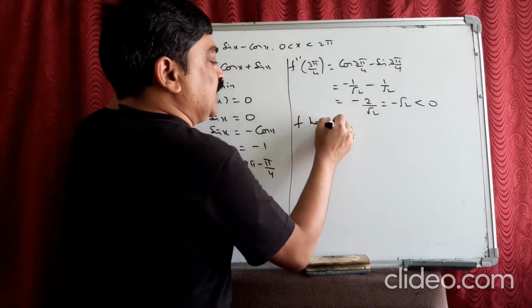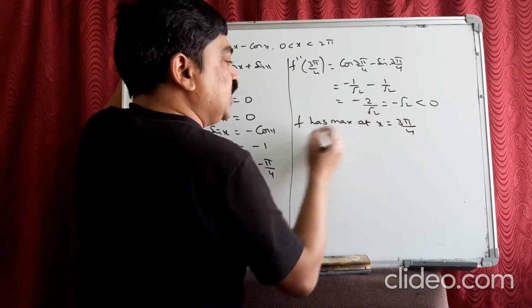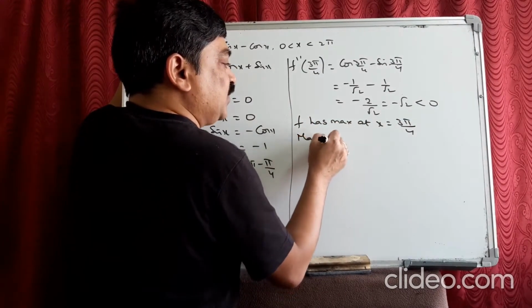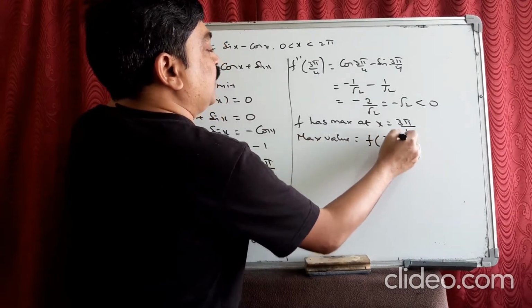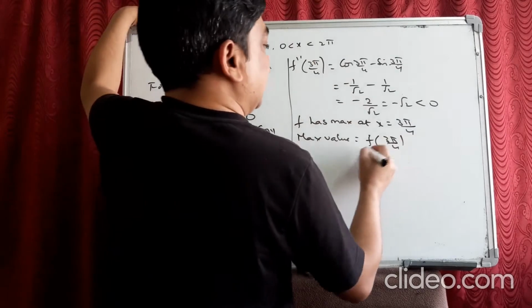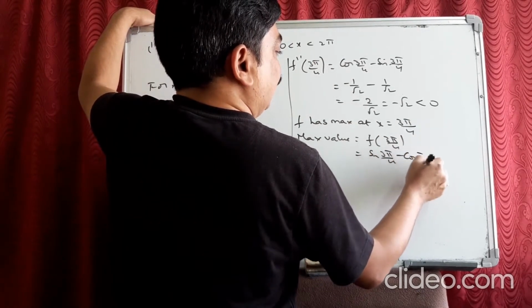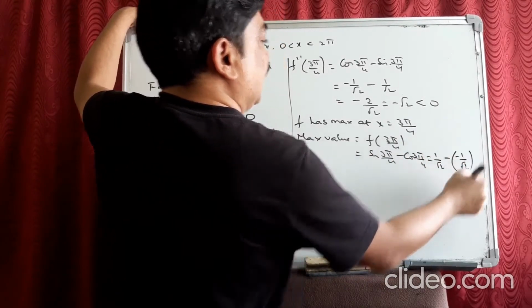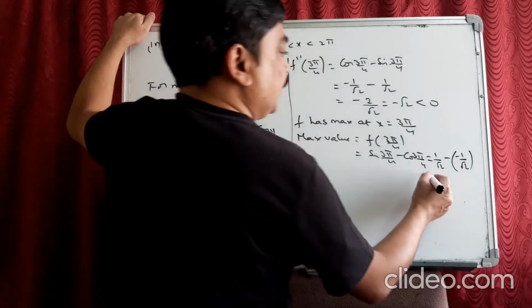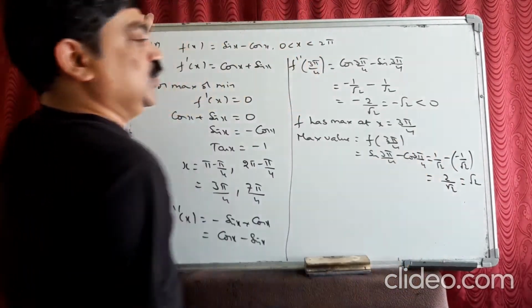Therefore f has a maximum at x equal to 3 pi by 4. And what is that maximum value? Maximum value is equal to f of 3 pi by 4. Substitute here. It becomes sin 3 pi by 4 minus cos 3 pi by 4, which is 1 by root 2 plus 1 by root 2. It becomes 2 by root 2. The answer is root 2.